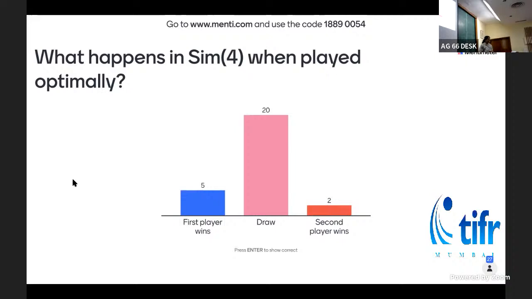All right, so most of you think that on four vertices, you can force a draw. Both players can force a draw, or an optimal play will end in a draw, I think is the right way of saying it. What does the first player do to ensure that he or she doesn't lose the game?